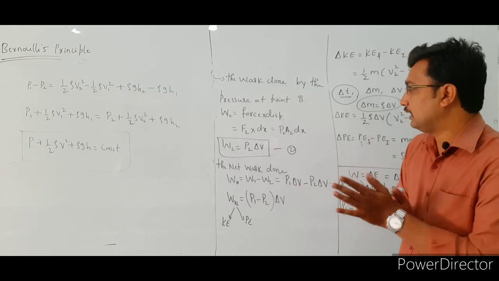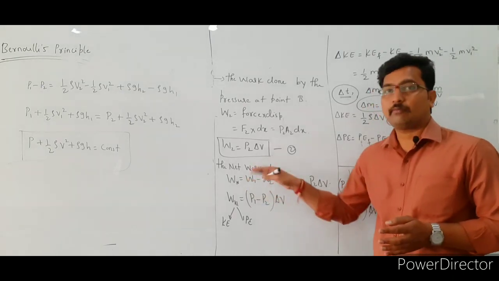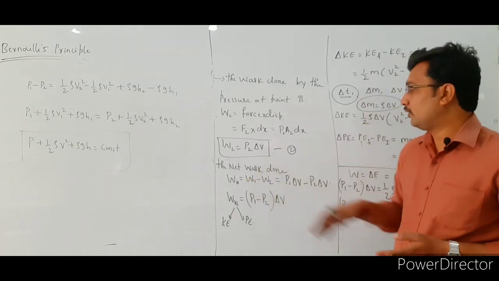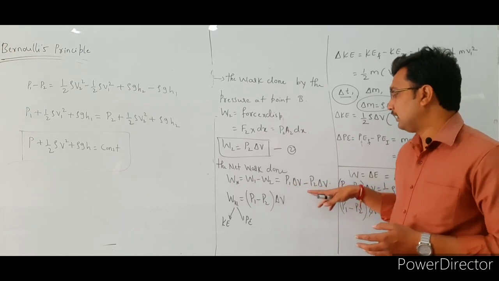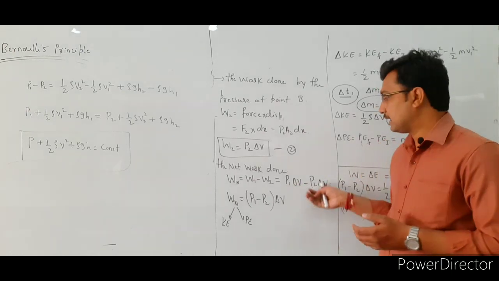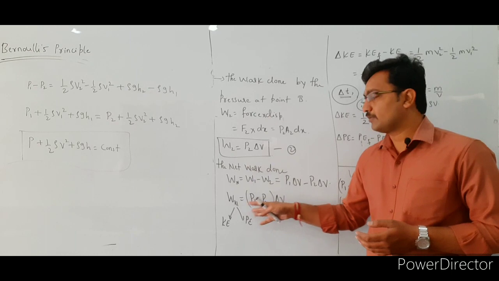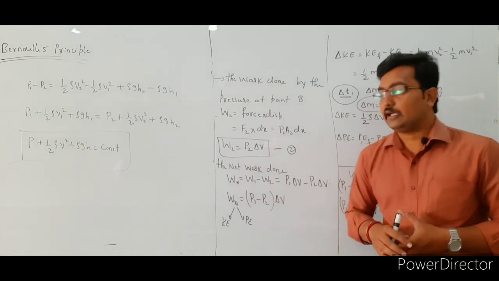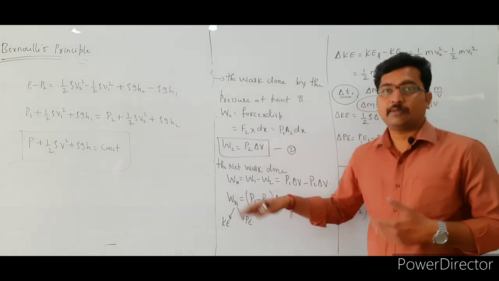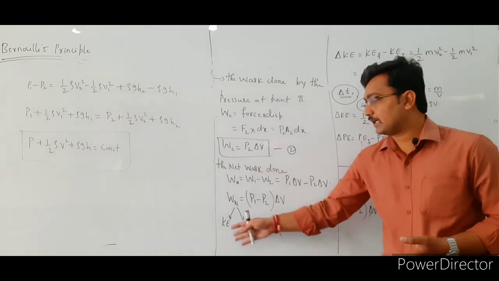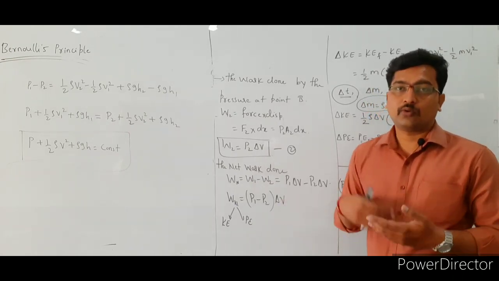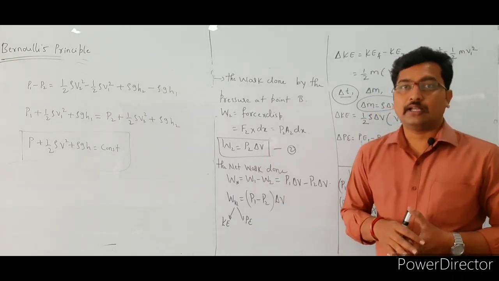So the net work done is equal to W1 minus W2. Here the W1 value is P1 del V minus P2 del V. In this case, take del V common, then it becomes P1 minus P2, right? So this work done possesses two types of energy. One is the kinetic energy and the other is the gravitational potential energy.